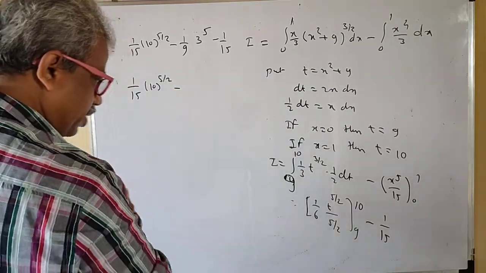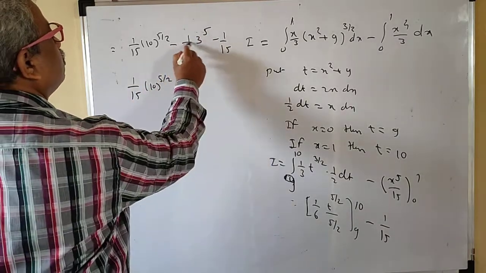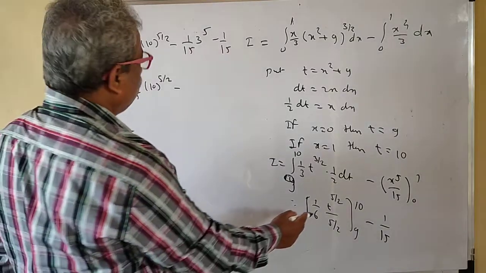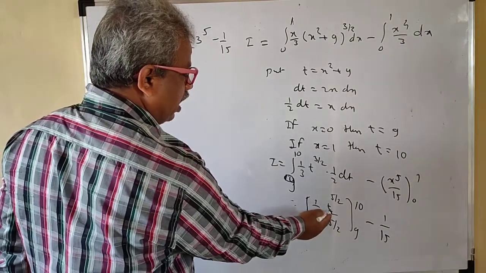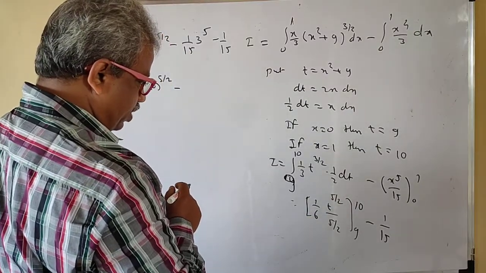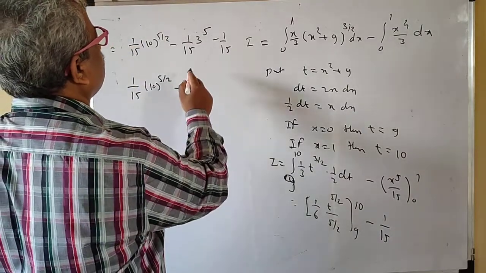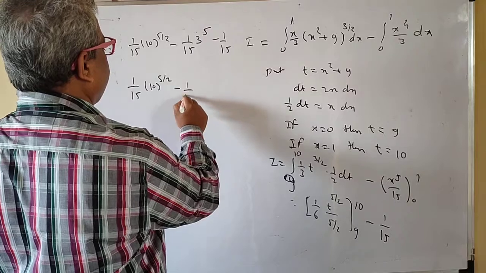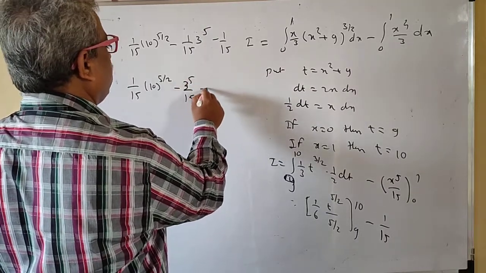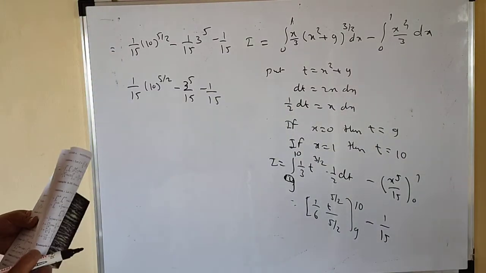How do we get 1 by 15 actually? This is 1 by 15. Okay, 1 by 15 is there. And 9 raised to 5 by 2: 9 is 3 square, so the square root gives 3 raised to 5. So 1 by 15, 3 raised to 5, minus 1 by 15. This will be your answer.